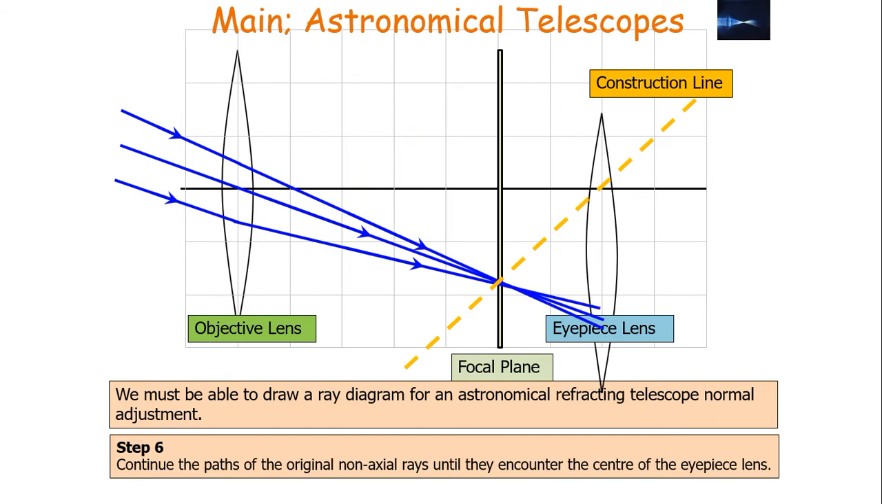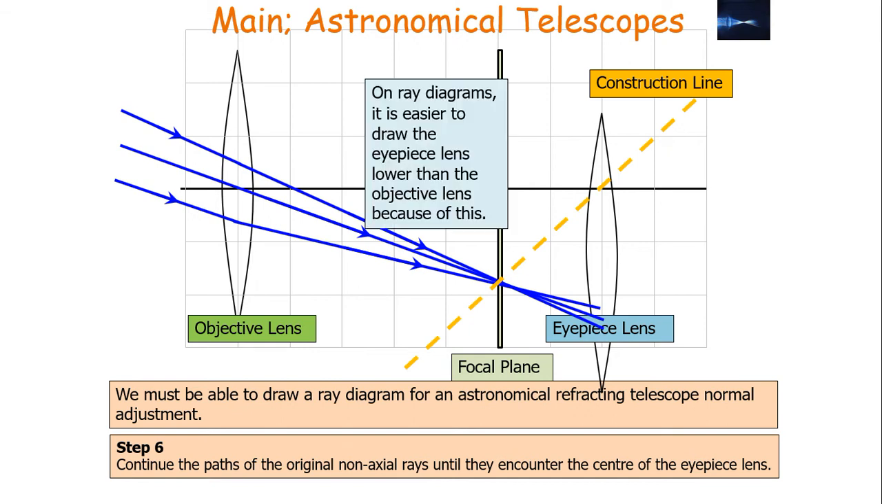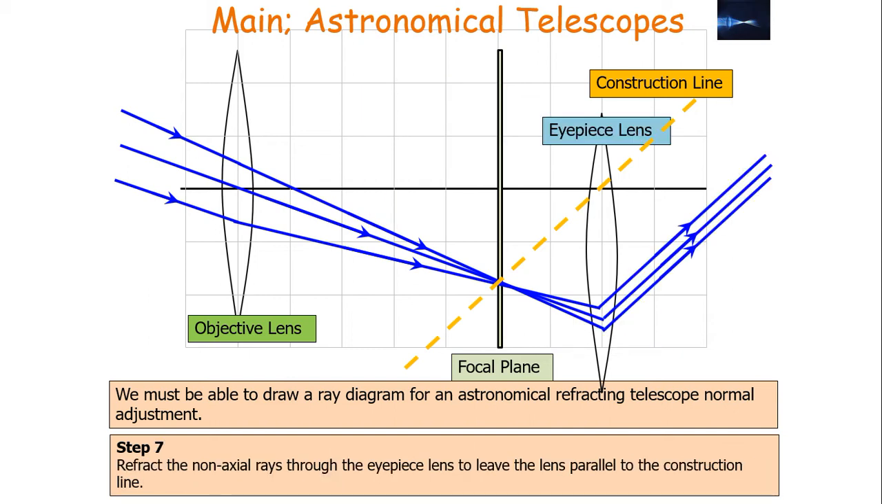So what we then do is continue the paths of the original non-axial rays until they encounter the center of the eyepiece lens, as shown on the diagram. On ray diagrams, it makes it easier to draw the eyepiece lens lower than the objective lens because of this. Now, we refract the non-axial rays through the eyepiece lens to leave the lens parallel to the construction line which we previously drew, as shown in this diagram. The virtual image will then form at infinity, which is shown by extending those lines backwards with dashed lines, as shown on the diagram.